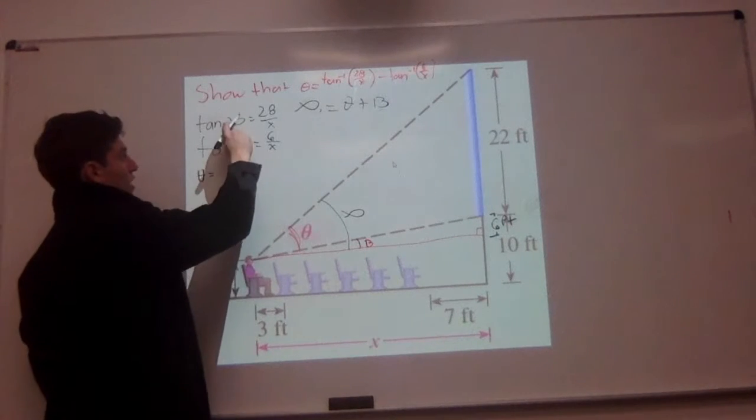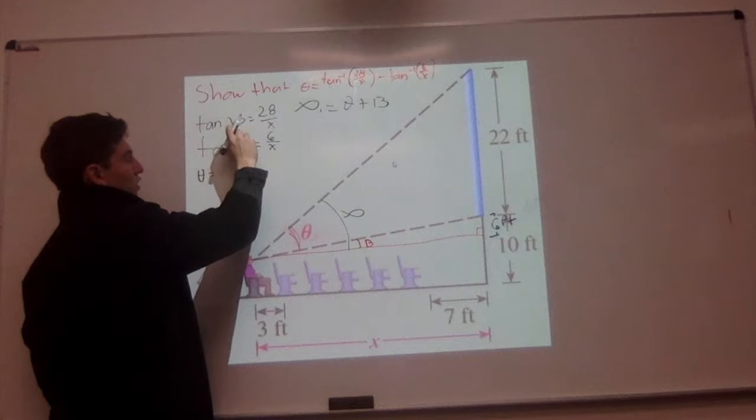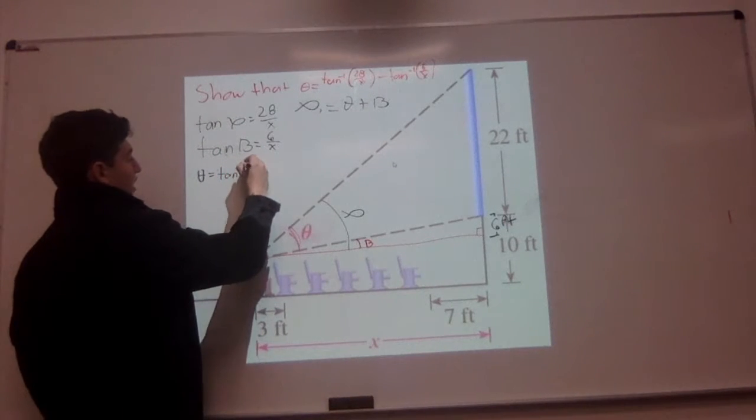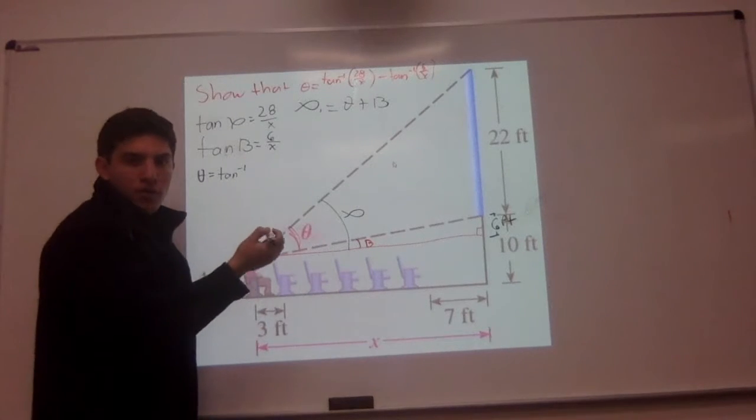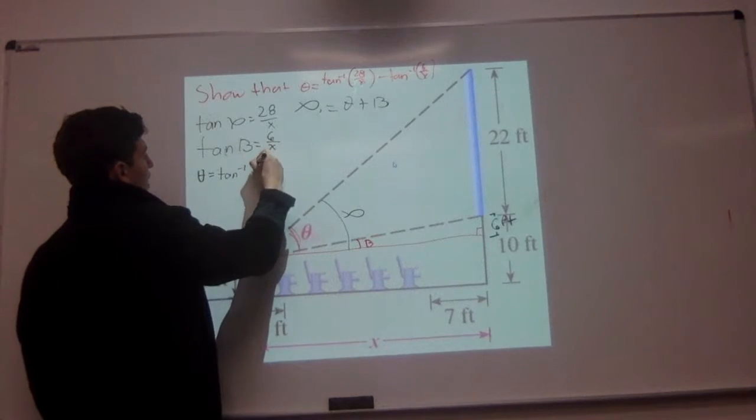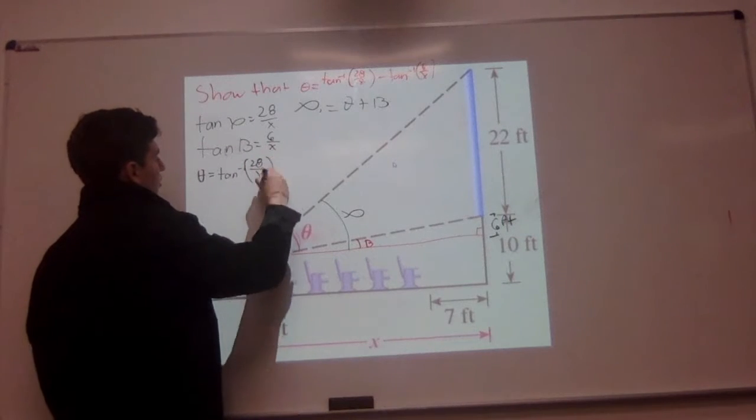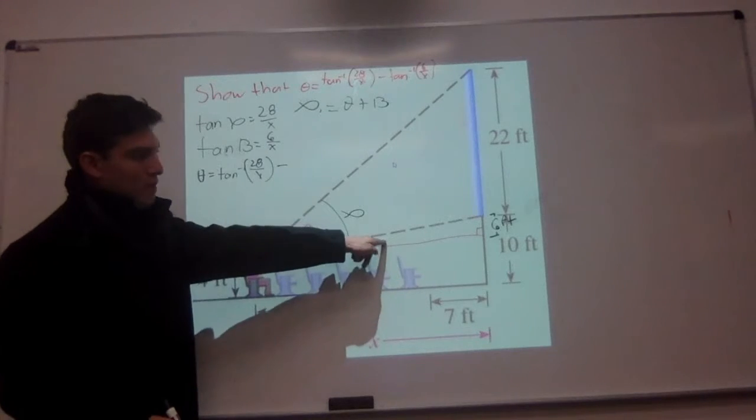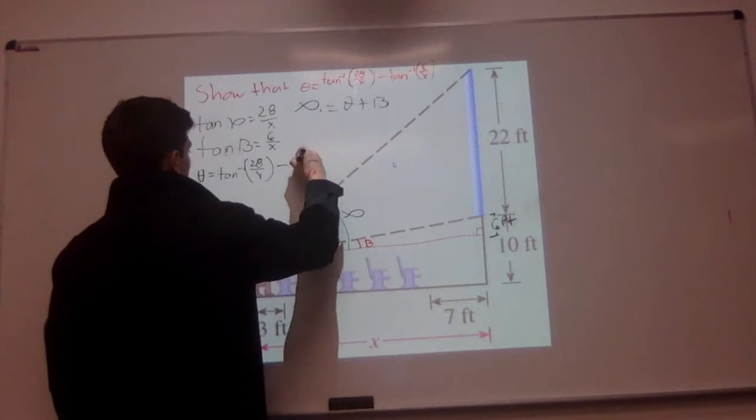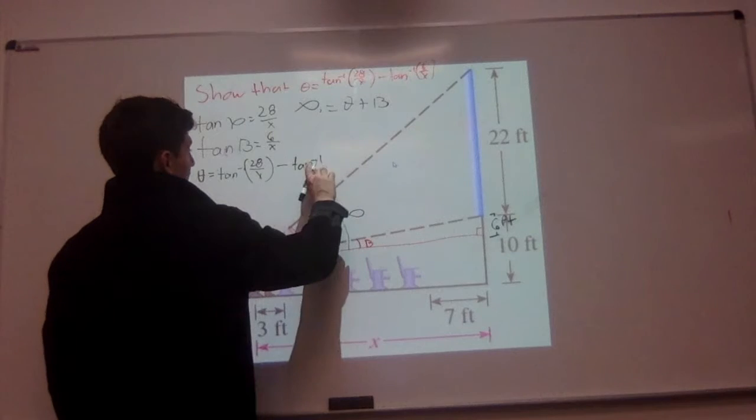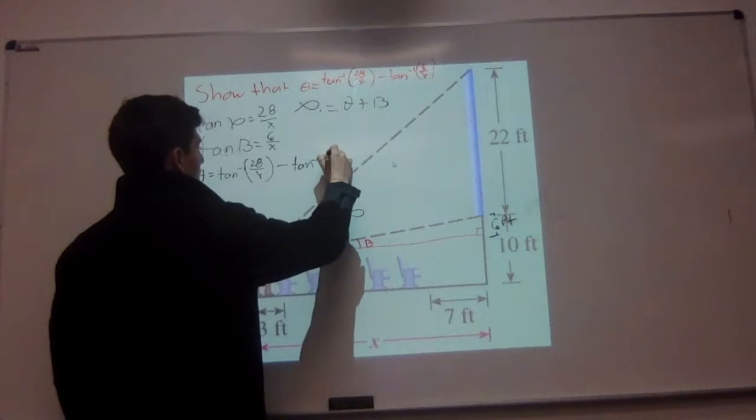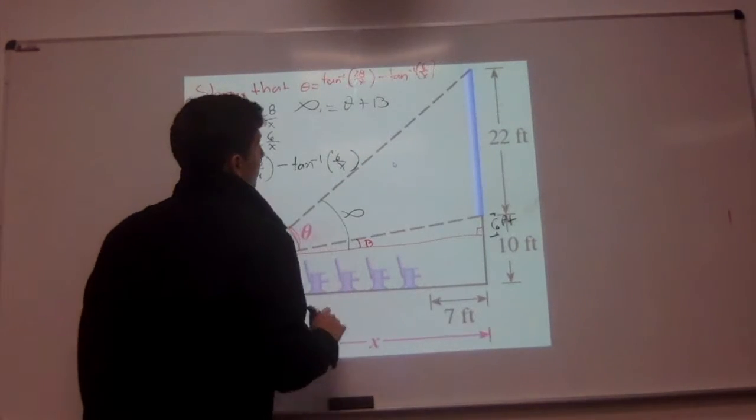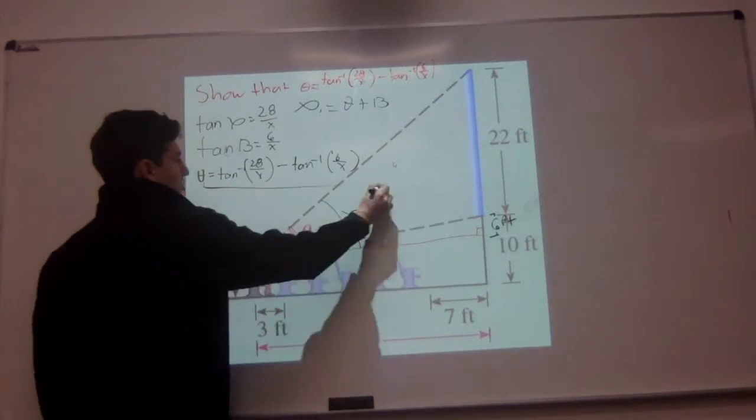But we need the grade. We need alpha. So we have arctangent of 28 over x is equal to theta minus beta. So we have tan arctan of 6 over x, and that demonstrates this equation.